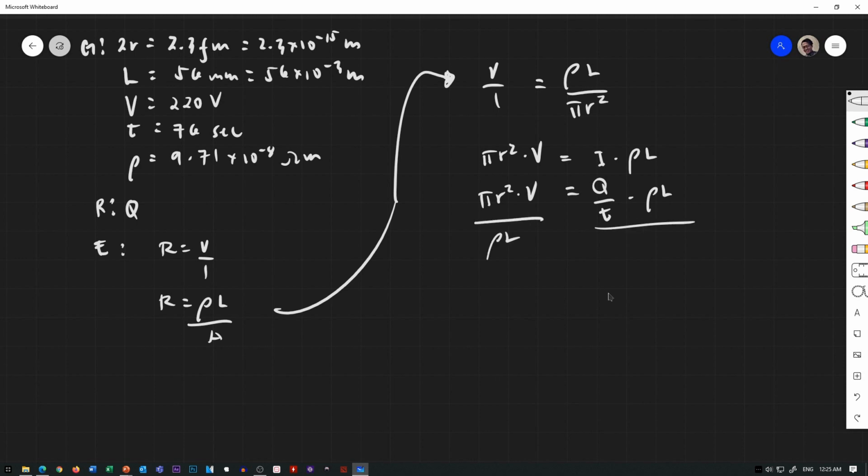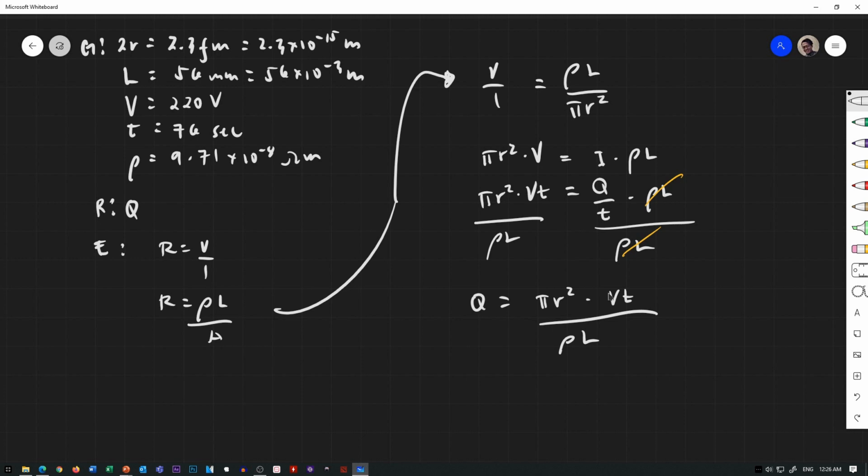Okay, so you can cancel this and this. Then of course, since this is on the denominator, right, this is on the denominator, so you can just multiply it here. So voltage times time. Okay, so there you have it. So our formula for this one will be pi r squared times V t divided by rho L.